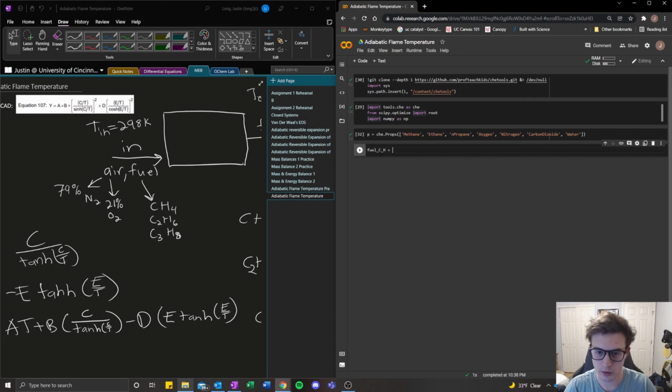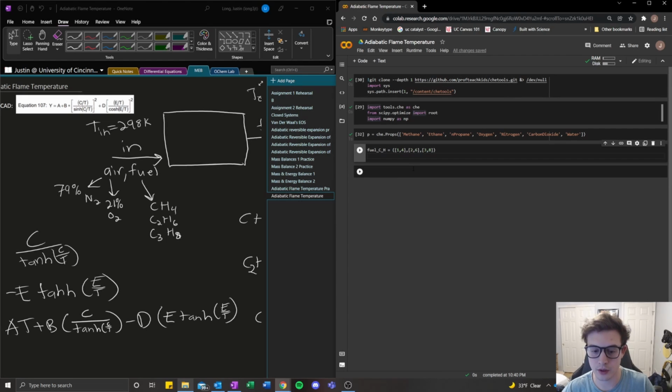Perfect. So we want to set that equal to, so we're just going to manually type these in because this is just the number of carbons and hydrogens in methane, ethane, and propane. So in methane we have 1 carbon and 4 hydrogens. In ethane we've got 2 carbons and 6 hydrogens. And in propane we've got 3 carbons, 8 hydrogens.